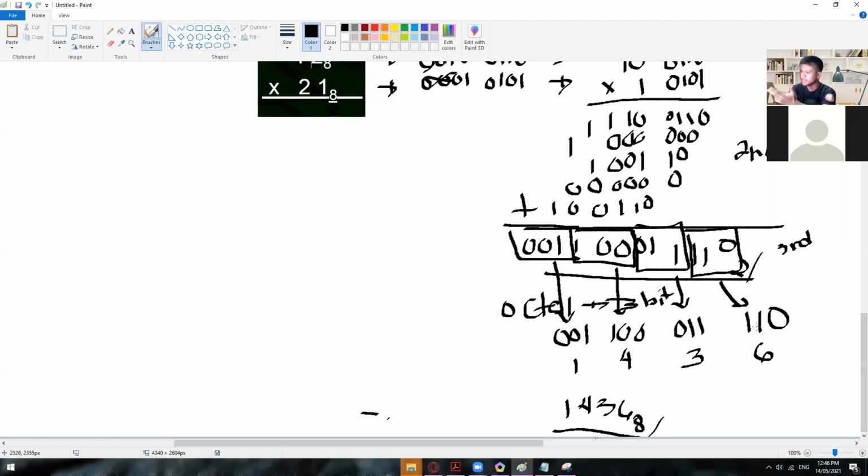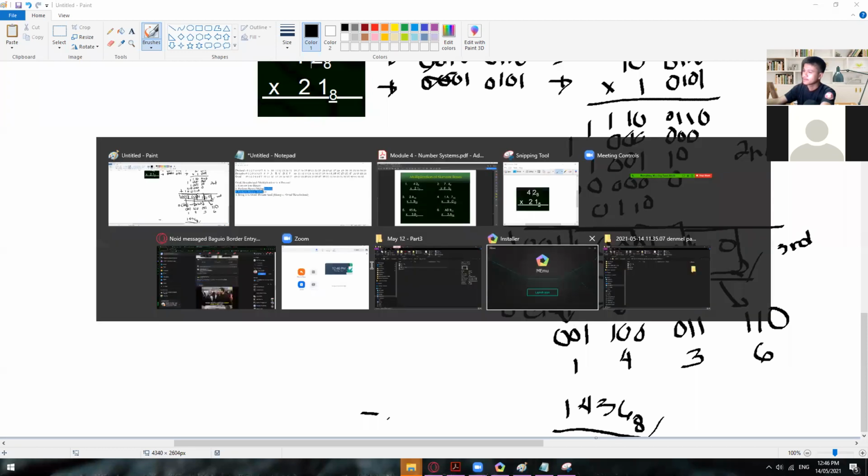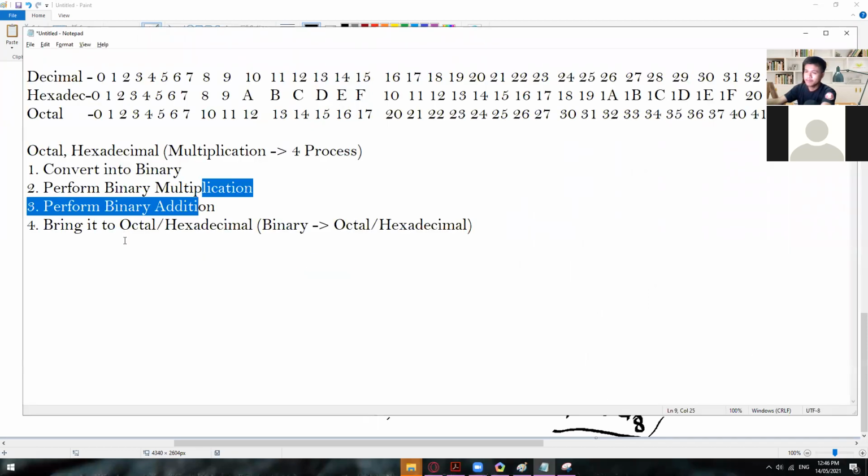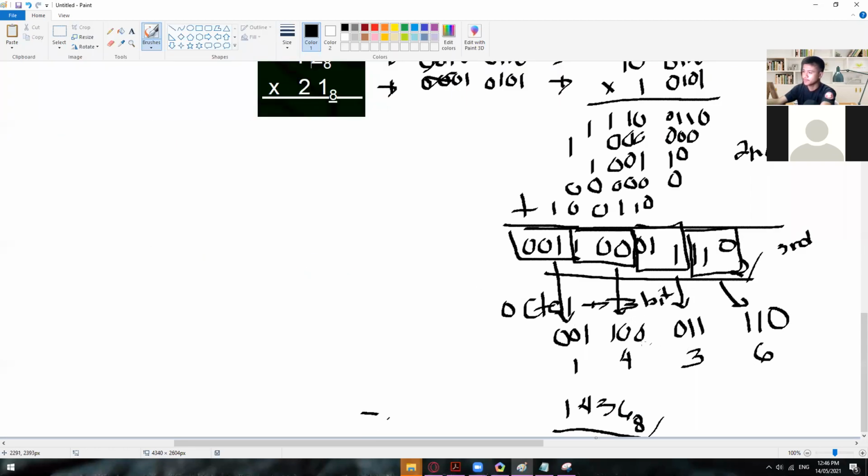And then from here we can now bring that one back to its original format. 110 is 6, 011 is 3, 100 is 4, and then 001 is 1. So that's how we got this 1436 right here, base 8.